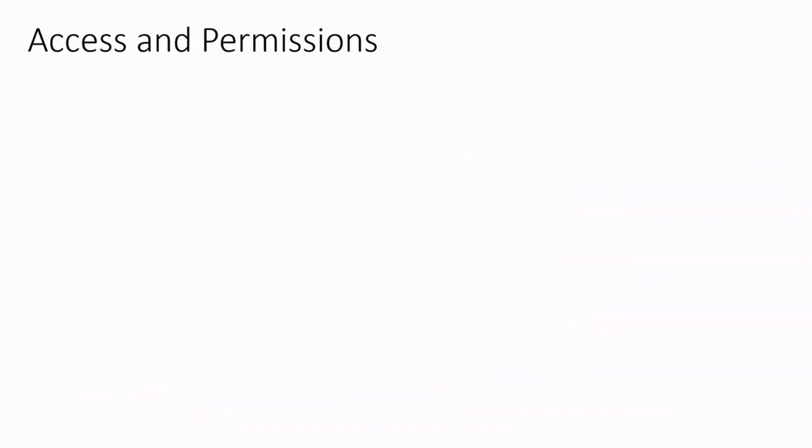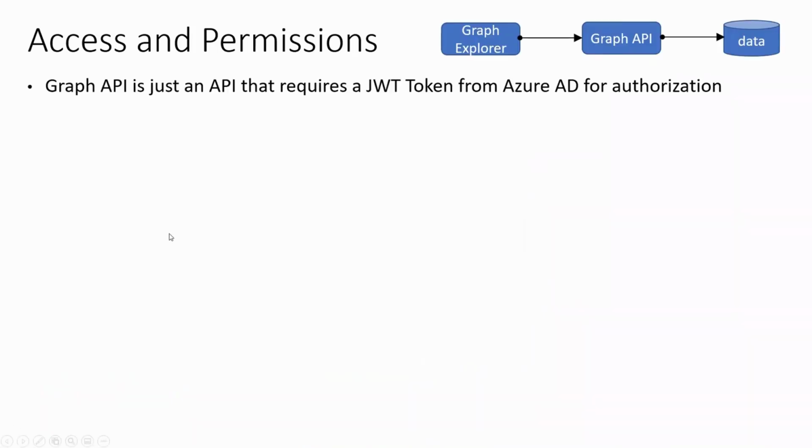But first, let's describe this. Access and permissions. Remember that the Graph API is just an API like any other REST API that is protected by Azure AD. So it needs a JWT token from Azure AD for authorization to continue. So that means that any application we write or scripting language that we use, etc., like Graph Explorer, needs to get authenticated and ask for permission to use the Graph API.